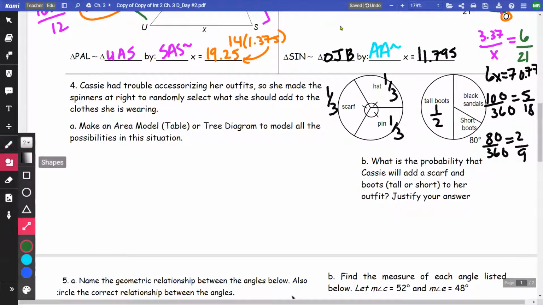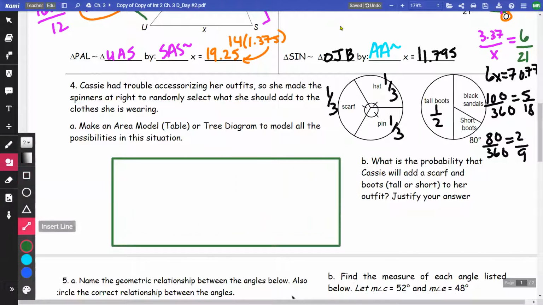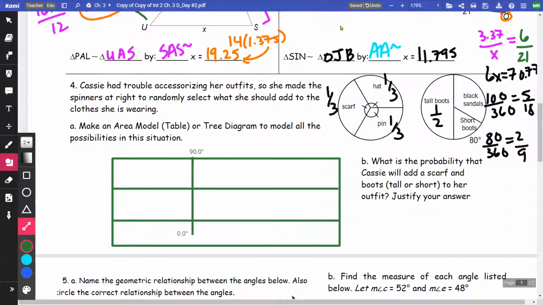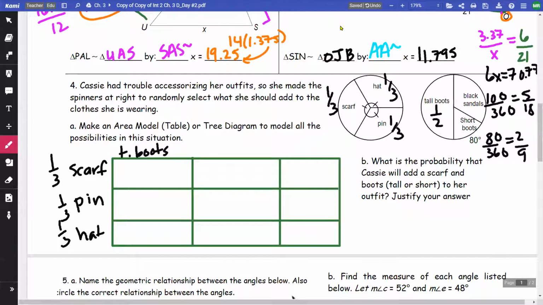Okay, so let's make an area model. I'll have a 3x3. So on one side, I'm going to have scarf, pin, hat. And each of these is 1/3. Then I'm going to have tall boots. I'll put T boots. I'll put short S boots. And then black sandals.